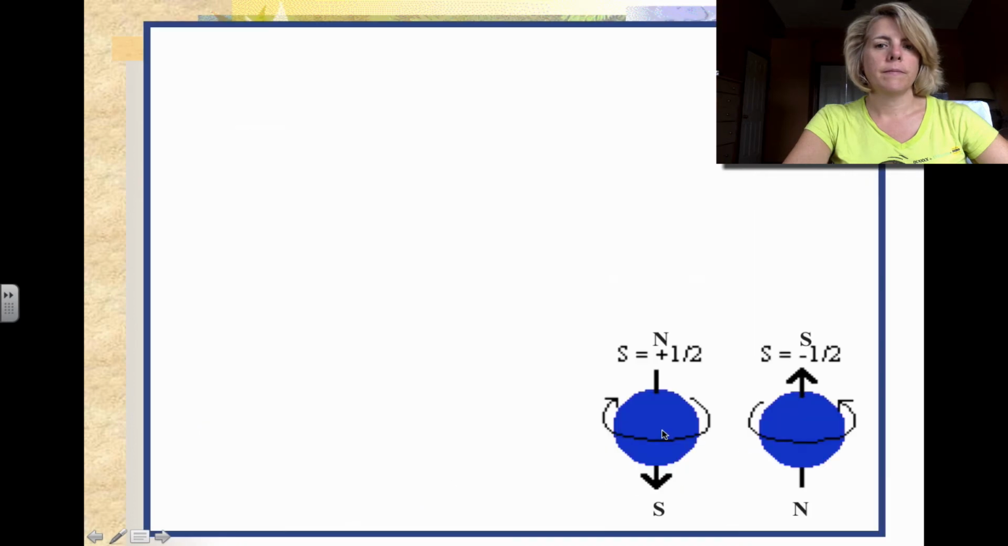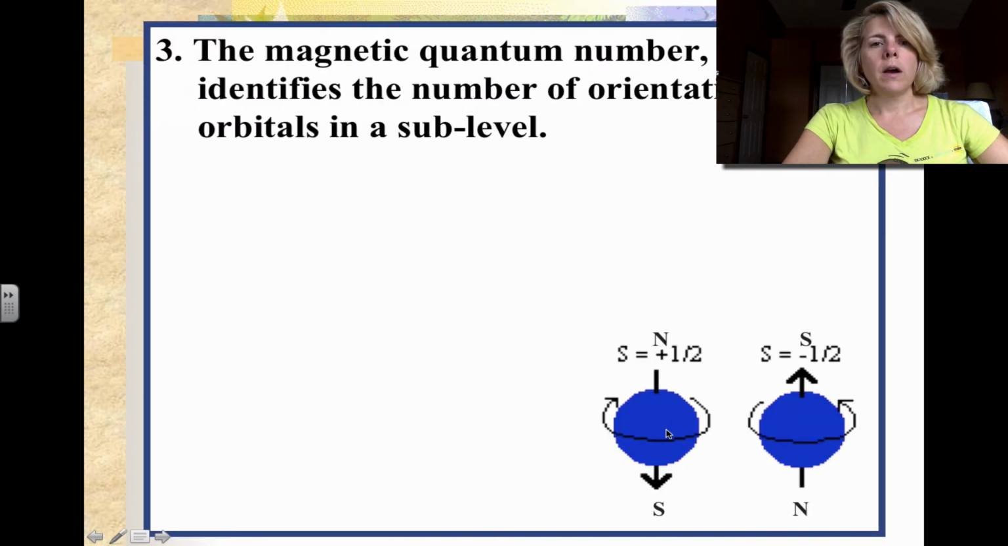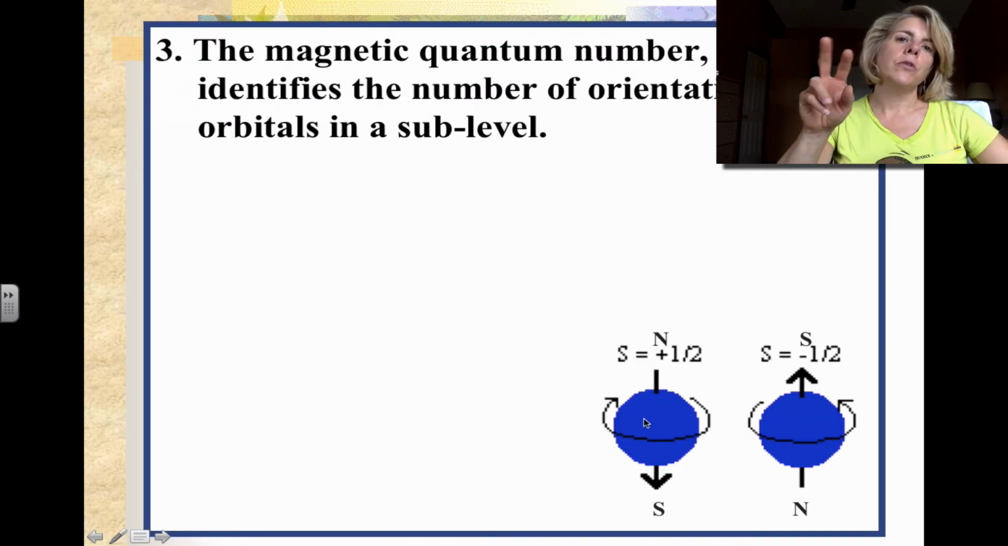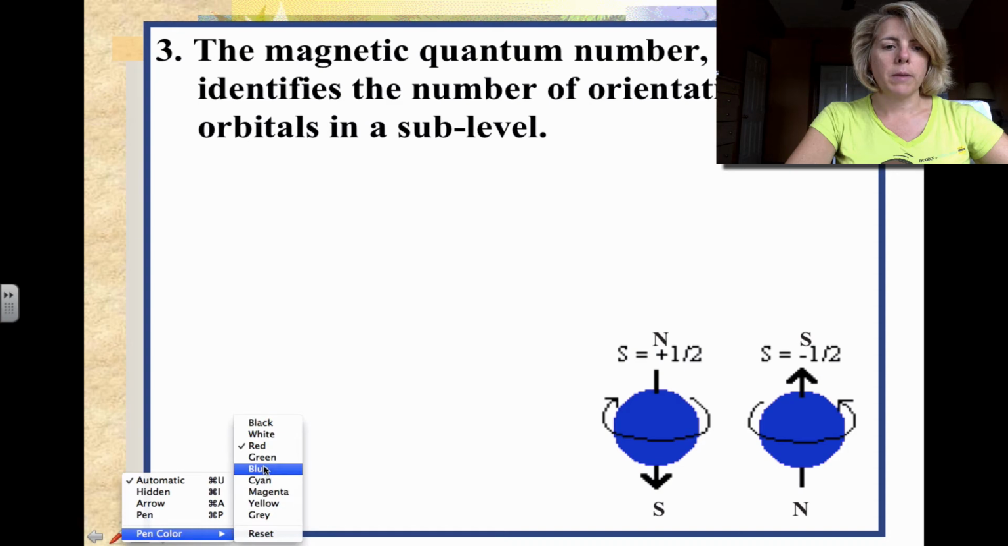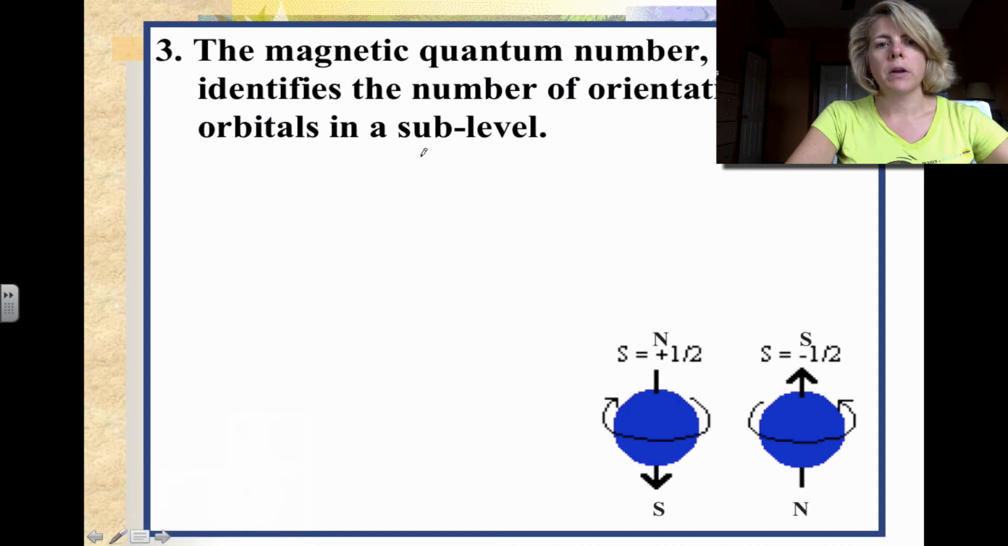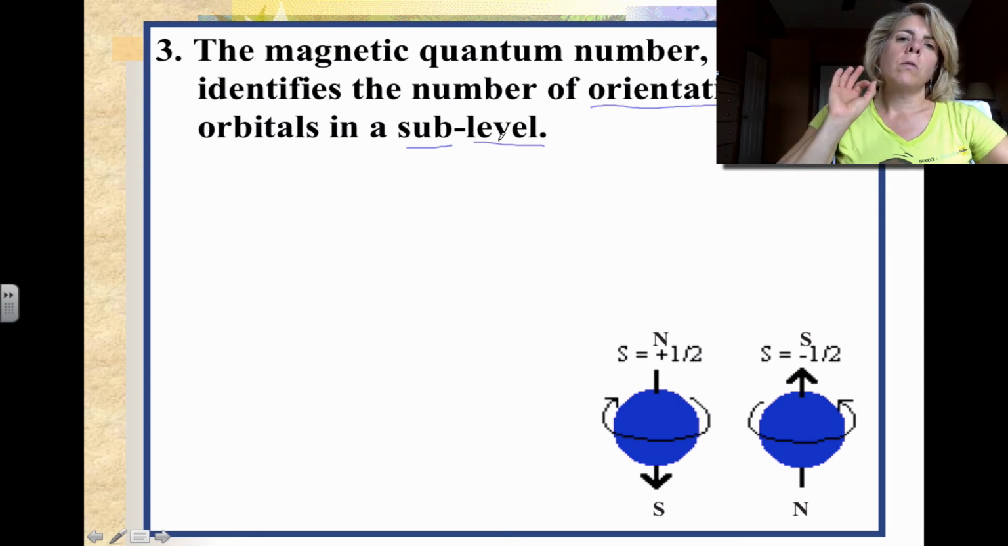Okay, so after we've looked at the first 2 quantum numbers, we need to look at a third type of quantum number, and this is called the magnetic quantum number. What it does is it describes the orientation of the sublevel. So we're breaking down more information. We know what the sublevel is now. The additional piece is where is that electron located within that sublevel.